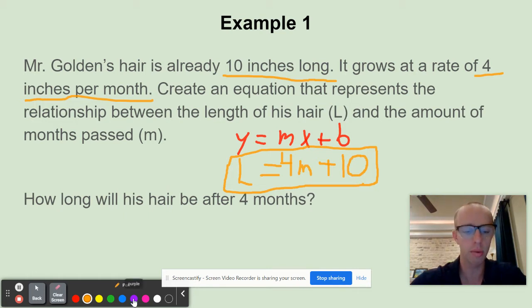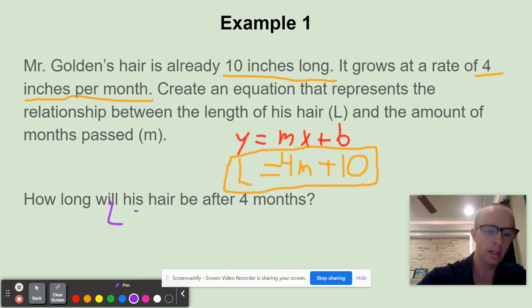And I actually think these equations start to make even more sense when we start to use them. So that's why I'm excited about this video. So let's use this one. It says, how long will this hair be after 4 months? So I'm going to reuse my equation here.